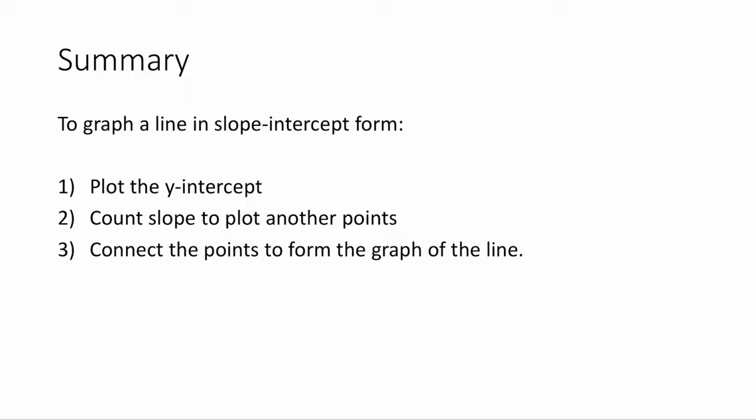So in summary, remember that to graph a line in slope-intercept form, you're going to first plot the y-intercept. You're going to count the slope to plot other points. And remember that up is positive, down is negative, right is positive, left is negative. And then you're going to connect the points to form the graph of the line.